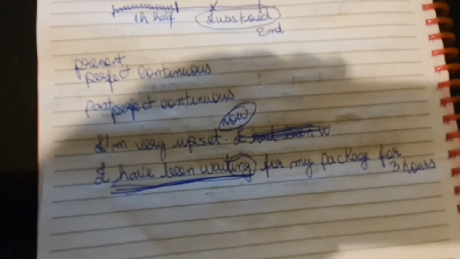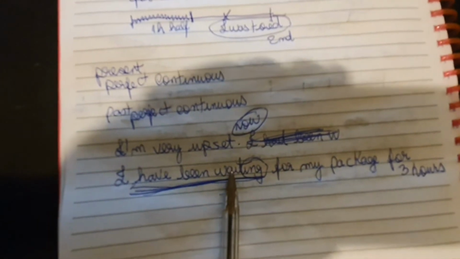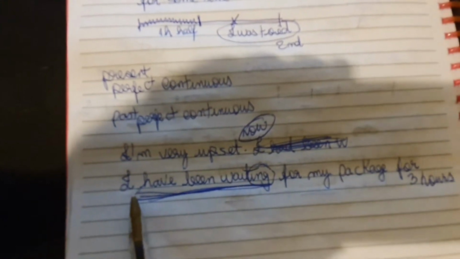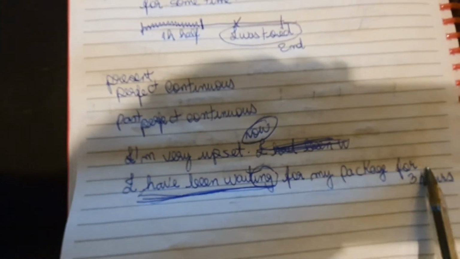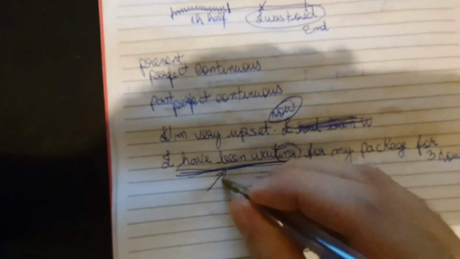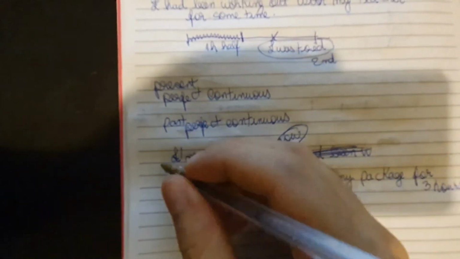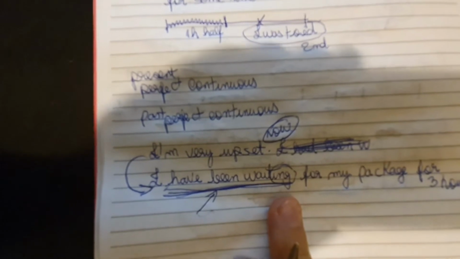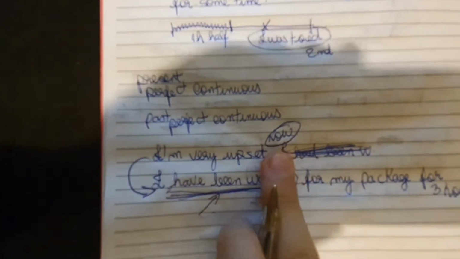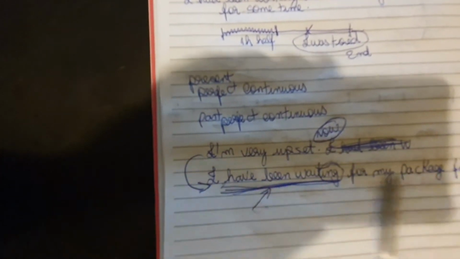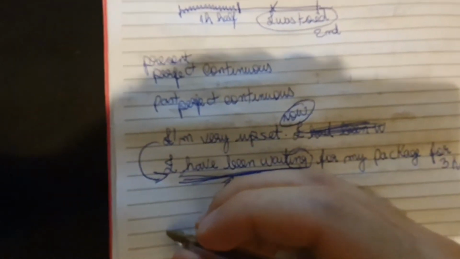Then what else we have here? Now I'm upset because I have been waiting for my package. So I use the present perfect here because it has connection with the present. I'm upset now. It has a connection here. What's the reason of my being upset? I had been waiting for my package for whole 3 hours. Okay? So this is the present perfect. Now let's see the past perfect.